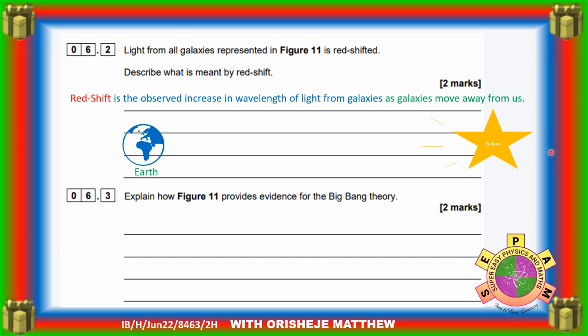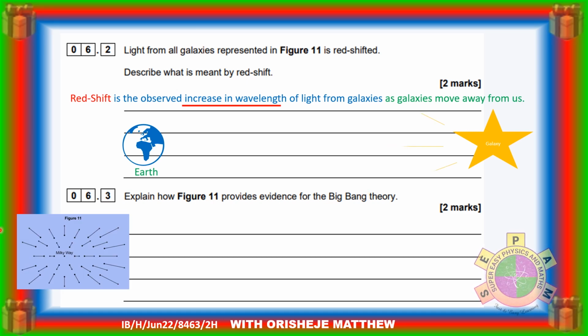Now, question 6.3. Explain how figure 11 provides evidence for the Big Bang theory. Now, if you look at the diagram that we have here, figure 11, the Big Bang theory. What is the point here? It means that the further the galaxies are moving away from the Milky Way, the faster their velocity becomes.